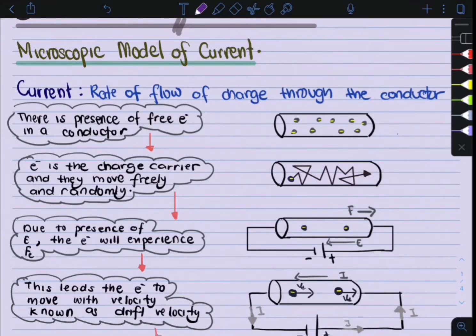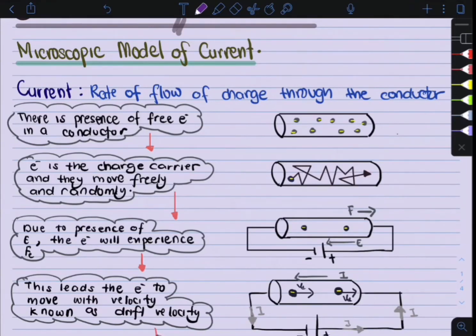Okay, so let's say you have a conductor. Conductor is a metal here. Dan kita tahu dalam metal there is presence of free electron. Banyak sangat free electron. We do not have any electrons in insulator. That is why in an insulator you cannot conduct current. Kita tak boleh conduct electricity.